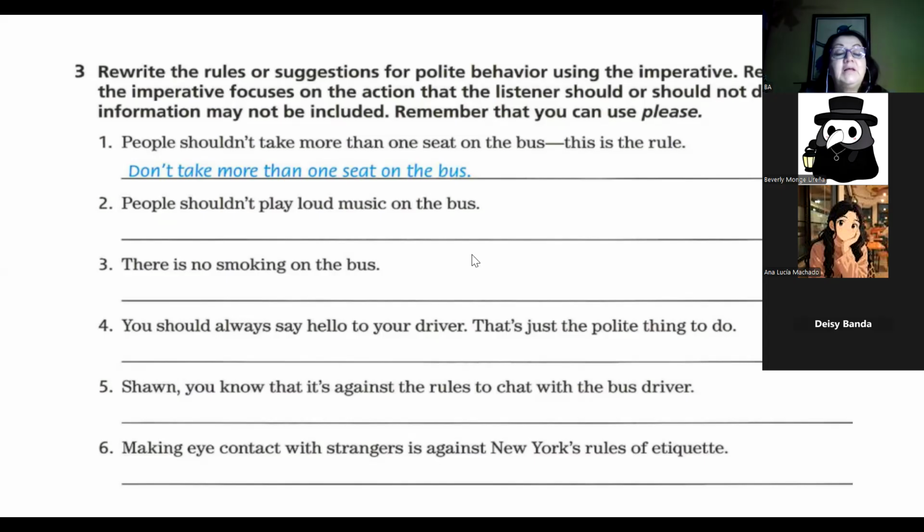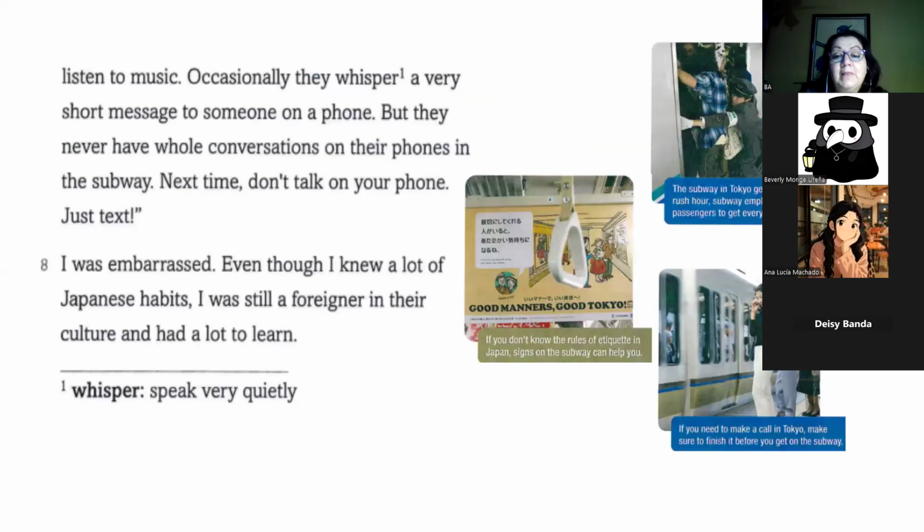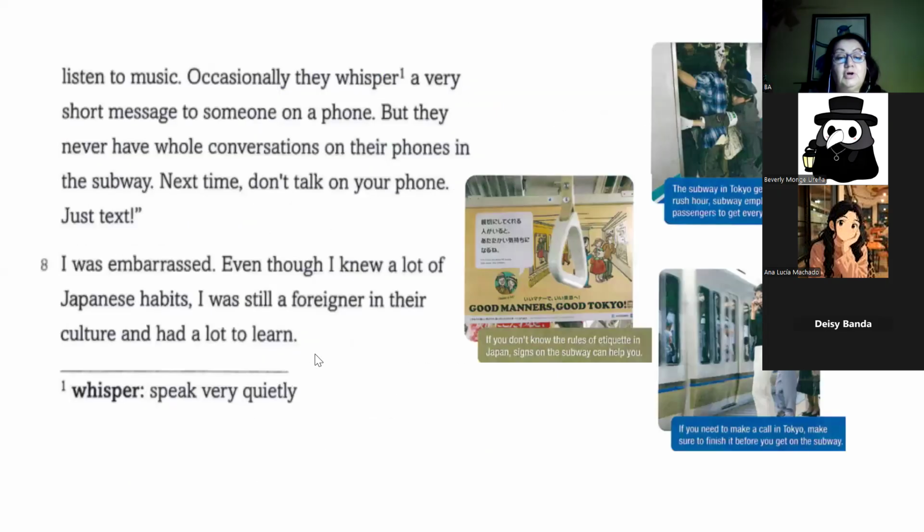Okay. This is riding the subway in Japan. Well, I don't think we will have time for this. This is a long story, but it's in the book, so you can find it. It's very interesting, and it has a lot of vocabulary also. Basically, it says that in the subways in Japan, everything is written. They have the different signs.